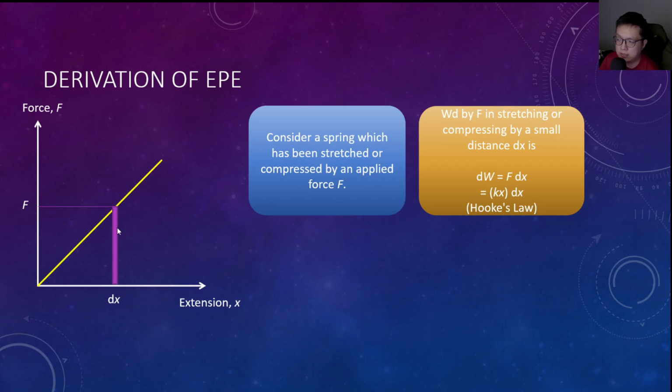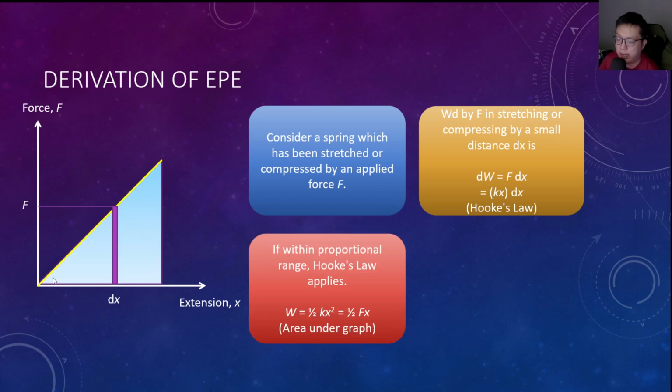I will do some integration. Again, don't worry too much about integration. Effectively, when you want to find the work done by a force, you are looking for the area under the graph. So in this case, if I'm talking about Hooke's law range, it will be a right angle triangle. You can just do half Fx here. So if I want to find this blue color area, I take the force here, multiply by the extension here, then divide by 2. That's the area under the graph.